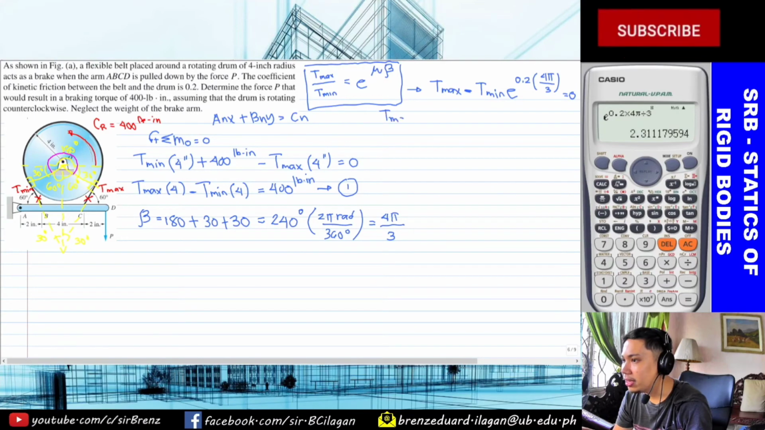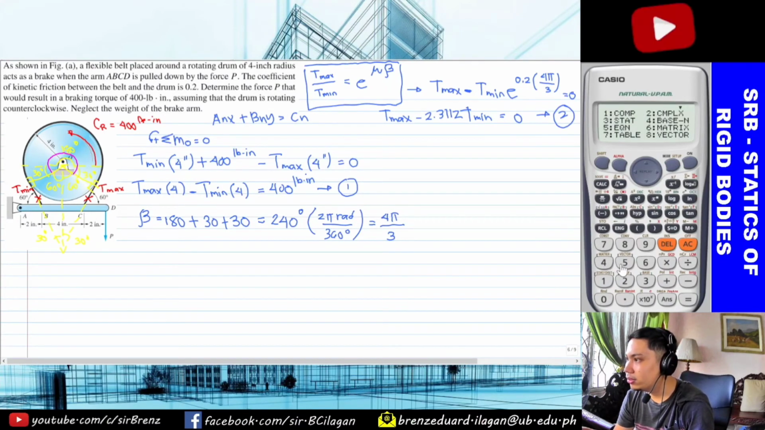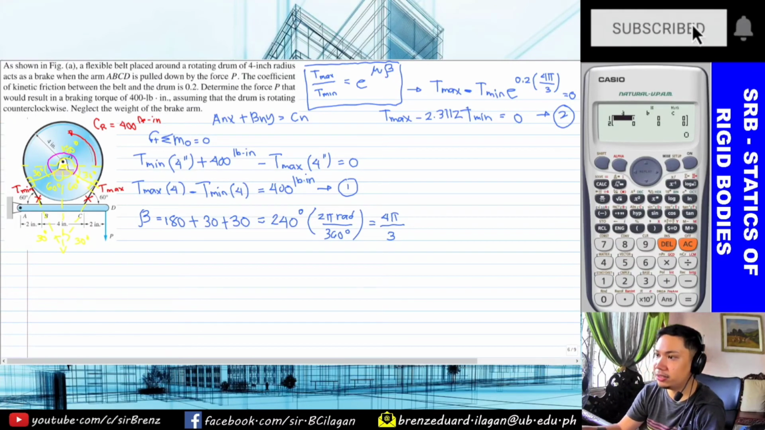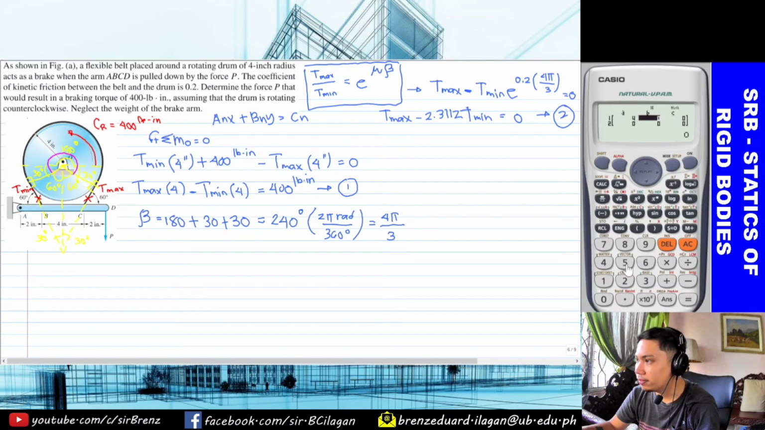So, T max minus 2.3112 of T min is equal to 0. So, for equation 2, we can now use mode 5. Mode equation 5 1. Just plug in the values. Again, the value of x is the one for T max. Let's start with equation 1. So, that is 4. So, minus 4 or negative 4 is 400.